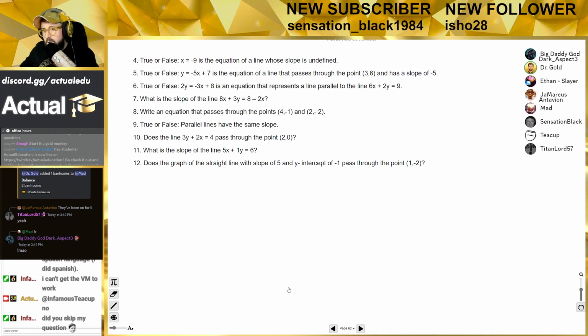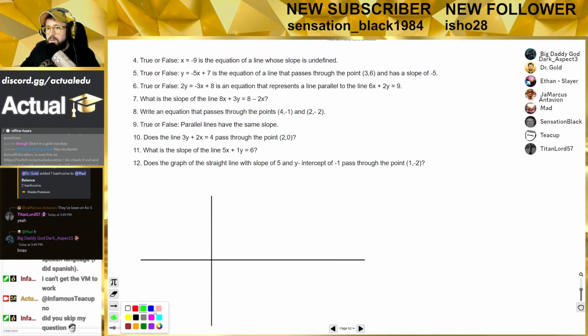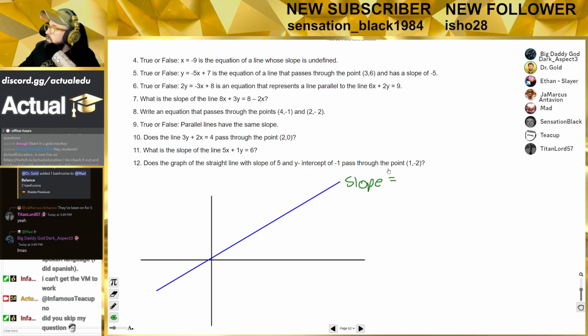Okay, so when we look at any sort of line, like this for instance, this has a slope, right? What is slope equal to? What do you guys learn slope is equal to? Rise over run.